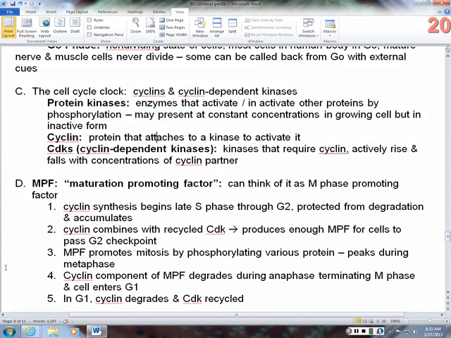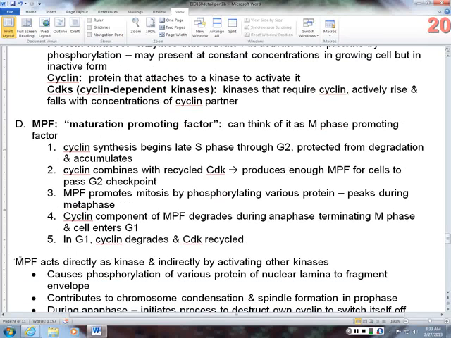MPF is the maturation promoting factor. It can be thought of as M-phase promoting factor in there. When the cyclin synthesis begins in late S phase through G2, it's going to be protected from being degraded, and it starts to accumulate in there. And it will combine with the recycled CDK, your cyclin-dependent kinases, and produce enough of the maturation promoting factor for the cells to pass the G2 checkpoint.